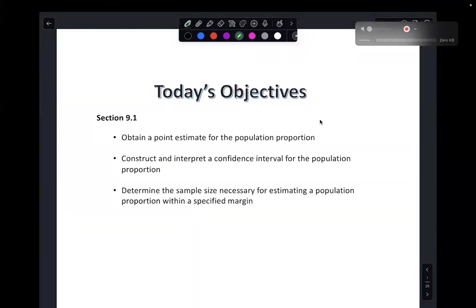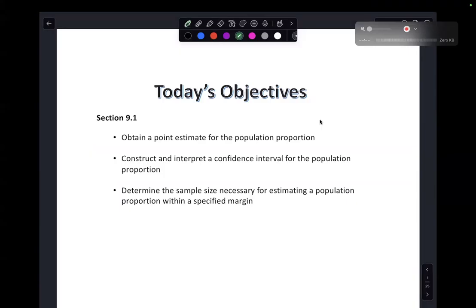All right, happy Tuesday. We are in week 8 and we're starting chapter 9. We only have chapter 9 and chapter 10, so we are in the home stretch. And chapter 9 and chapter 10 have so many similarities. It's actually kind of cool how similar they are. So if you grasp chapter 9, chapter 10 shouldn't be a big stretch.